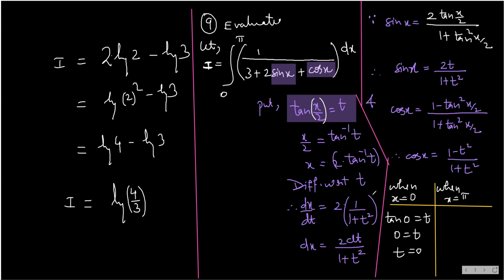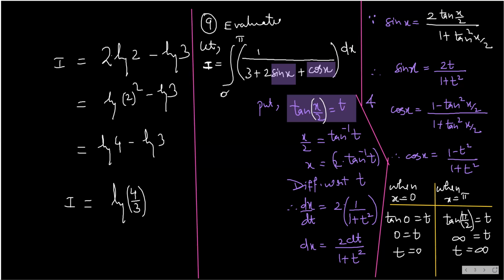And I put x as pi. So tan of pi by 2 equals t. Now we know that tan of pi by 2 is actually not defined. So instead of writing not defined, we will write the limiting value. As we know, when the angle tends to pi by 2, the tan value will approach infinity. So we will write infinity here. So we are getting t as an infinitely large value. So t is 0 to infinity.